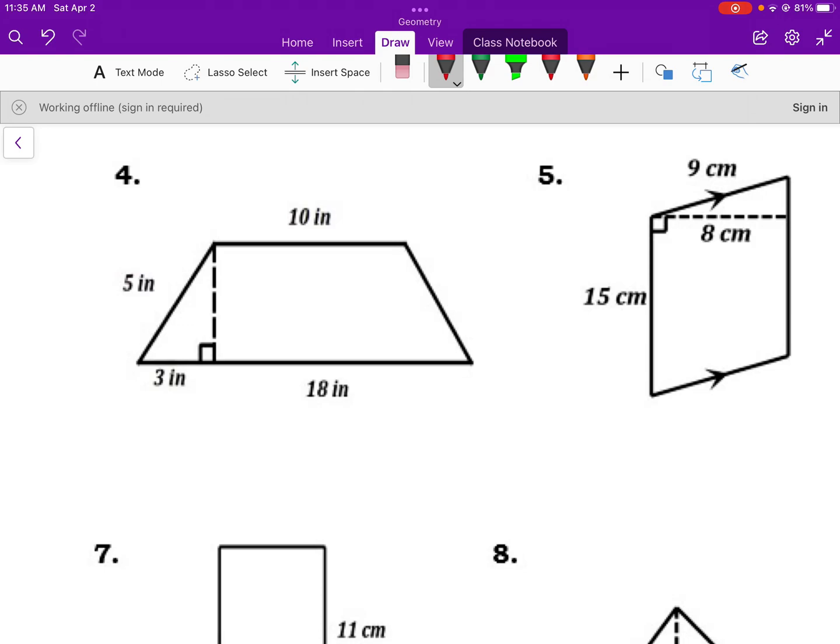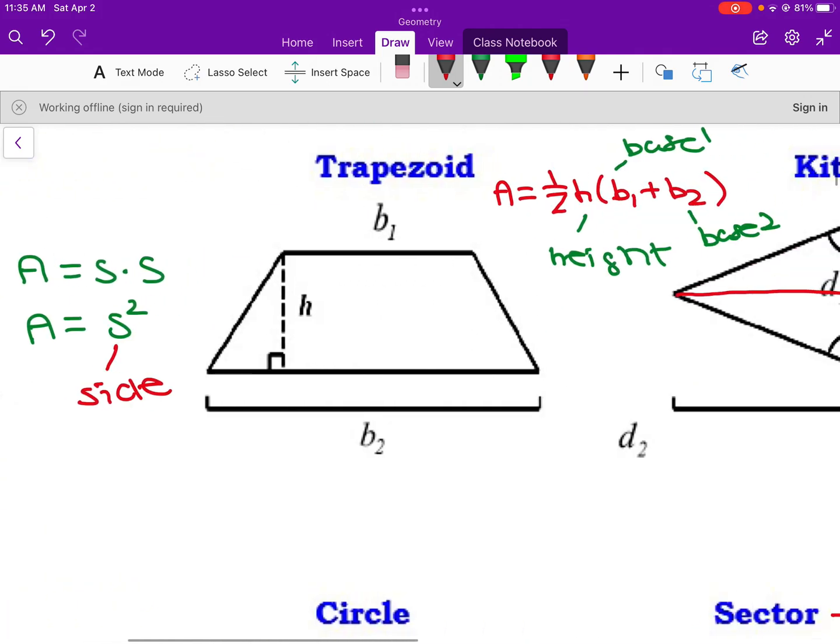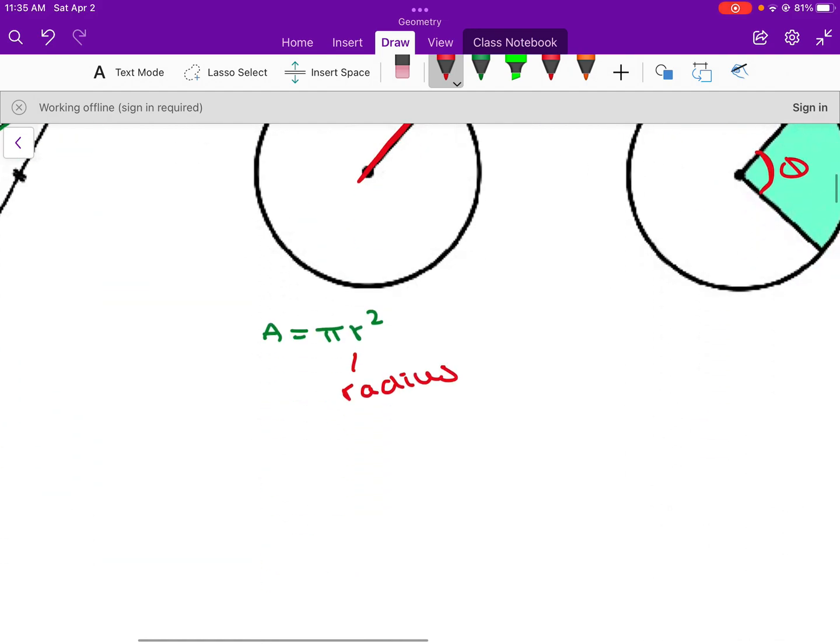Okay, now we're looking at a trapezoid. This one's a little bit trickier because they're not giving us all of the particulars. If I'm dealing with a trapezoid, the formula for a trapezoid is 1/2 of the height, and then we're taking the sum of the two bases. Right? Because if we go back up here, 1/2 of the height, and we're adding the two bases.